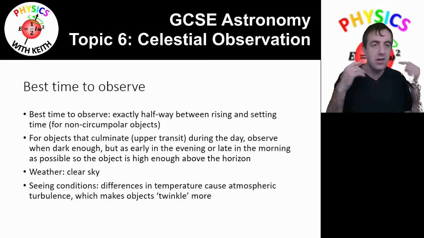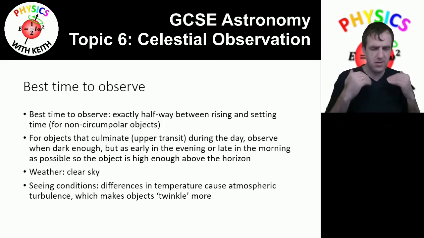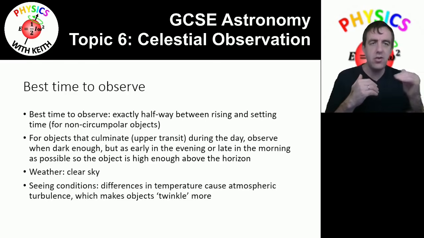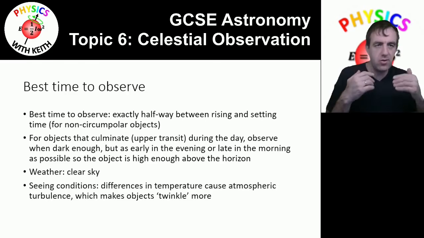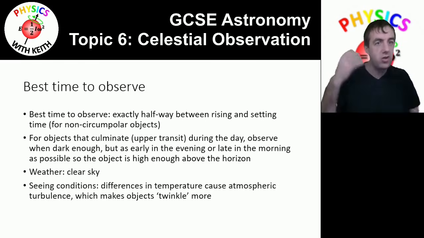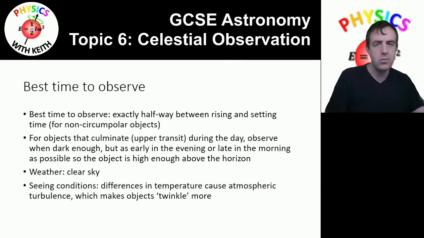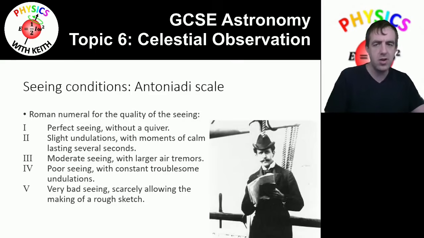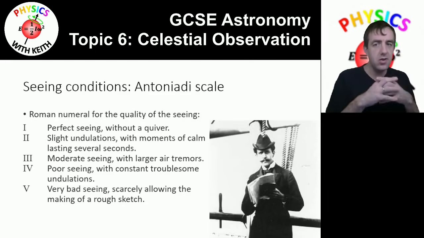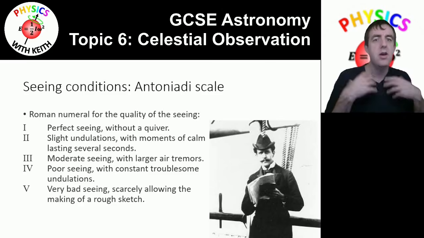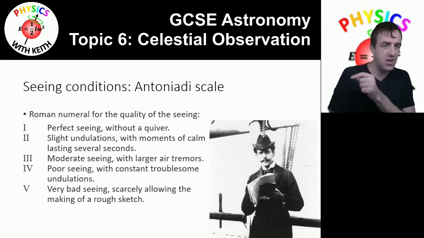If there's a lot of wind, or if there's a big difference in wind speed at different altitudes, and when I say altitude, I don't mean elevation, I mean height above the Earth's surface, then stars are going to twinkle more. So if there are big differences in temperature, then there's going to be lots of turbulence. And there was a scale that you can use when you're doing your observations to say how clear the seeing conditions were. And it's a good scale to know.